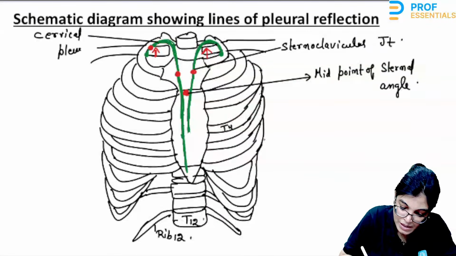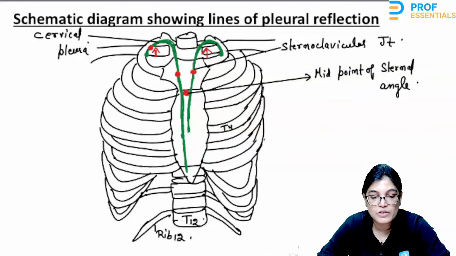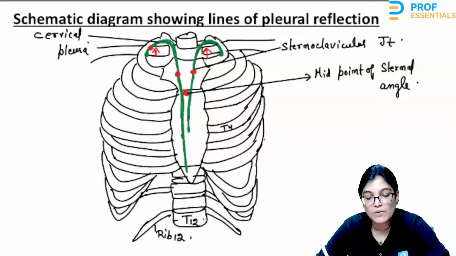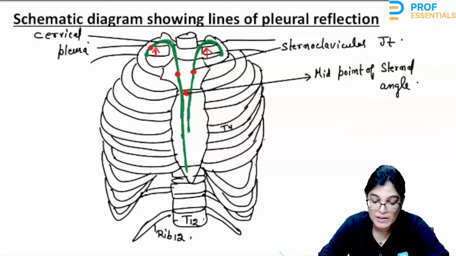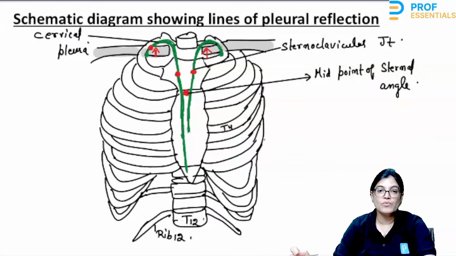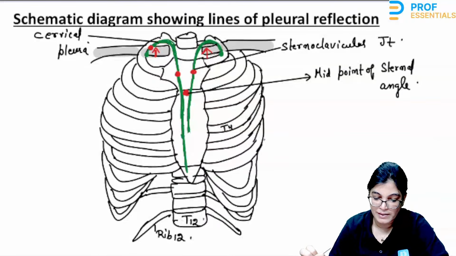As I told you, the cervical pleura is drawn from the sternoclavicular joint to the junction of the medial and middle 1/3, and half inch above the medial 1/3 of the clavicle. So it is lying above the clavicle. Very nicely, you can see this point is the clavicle. It is lying approximately 1 inch above the clavicle. Got it?